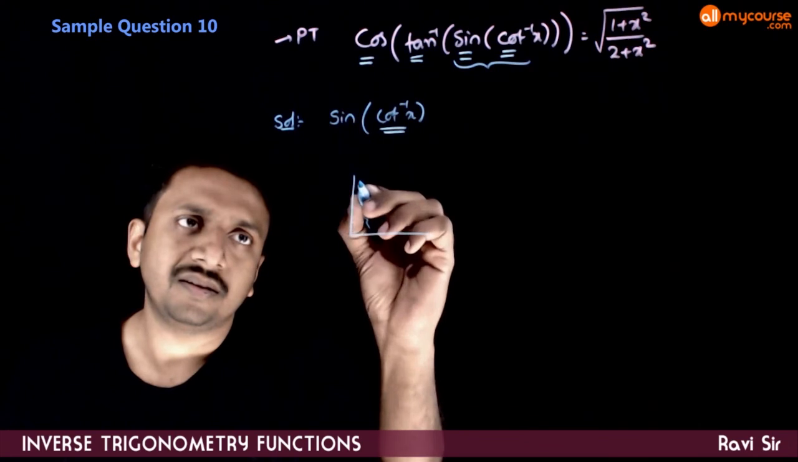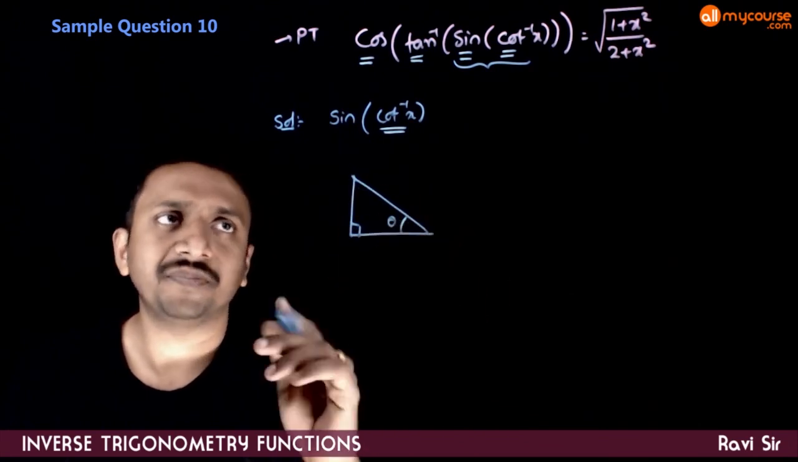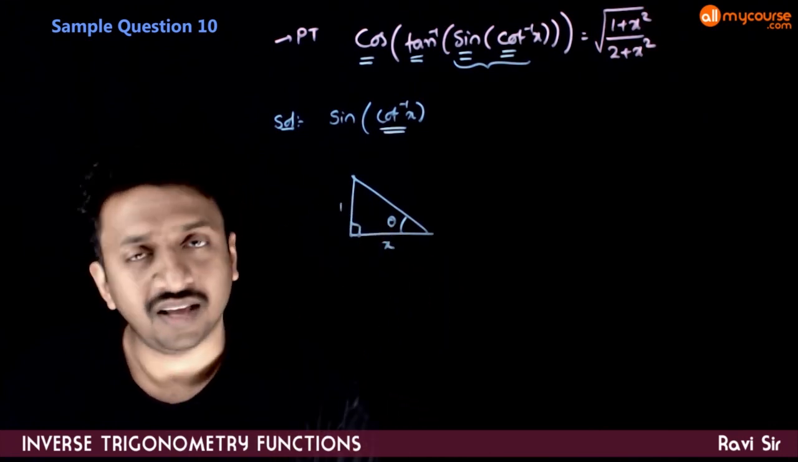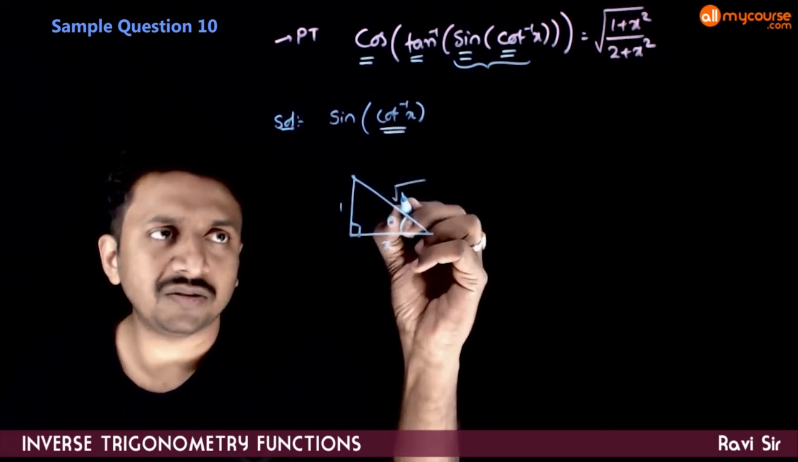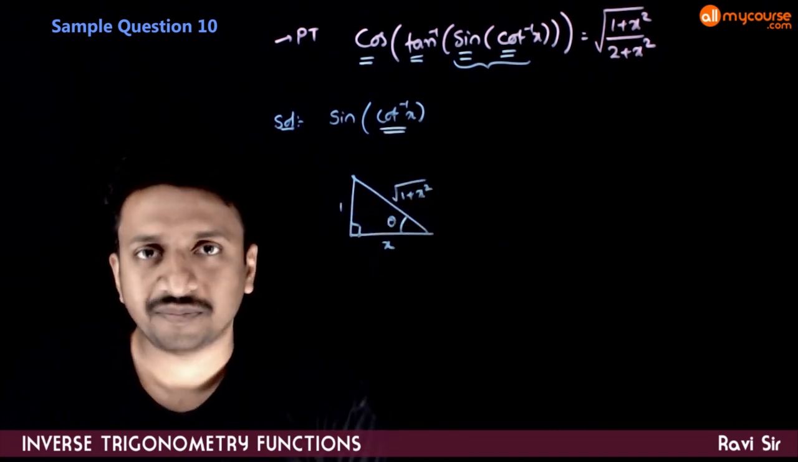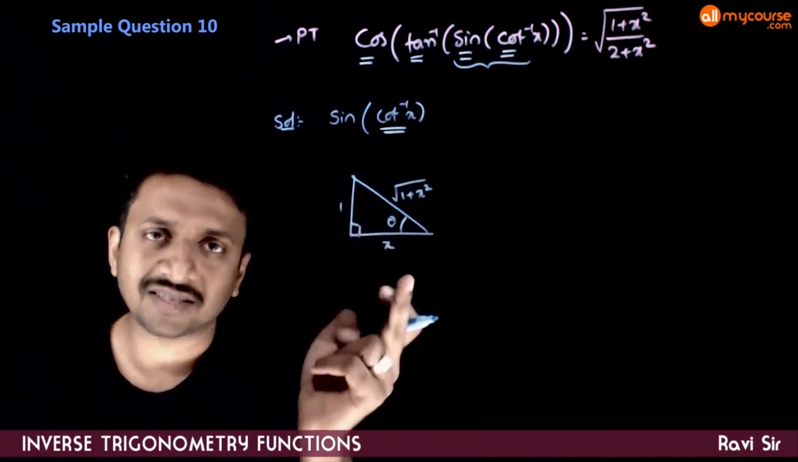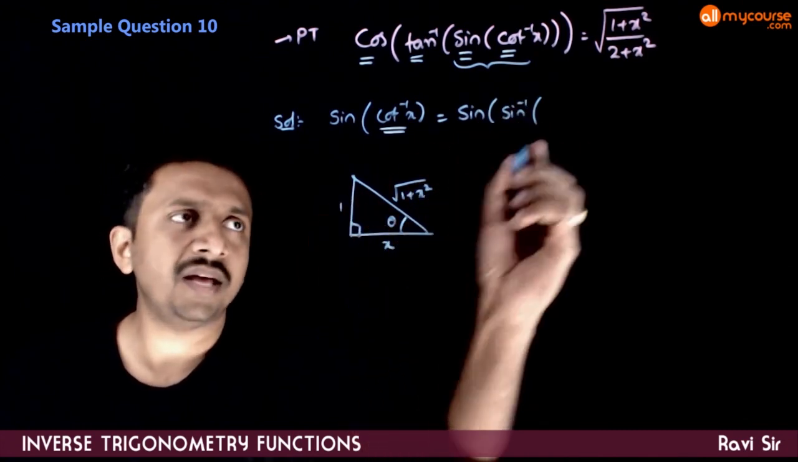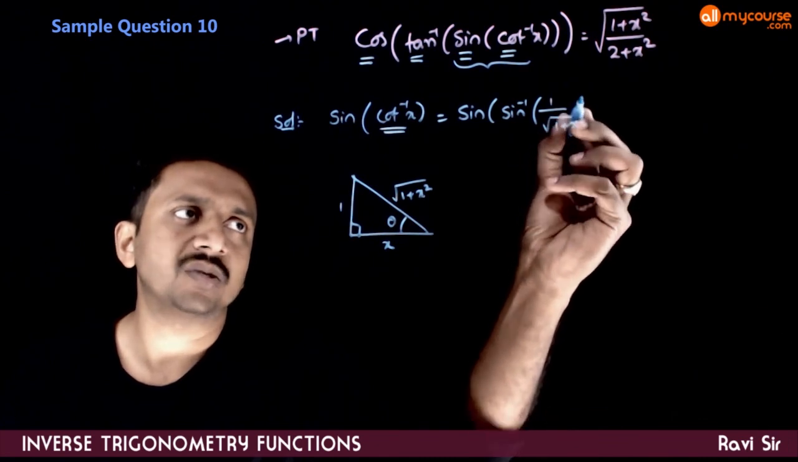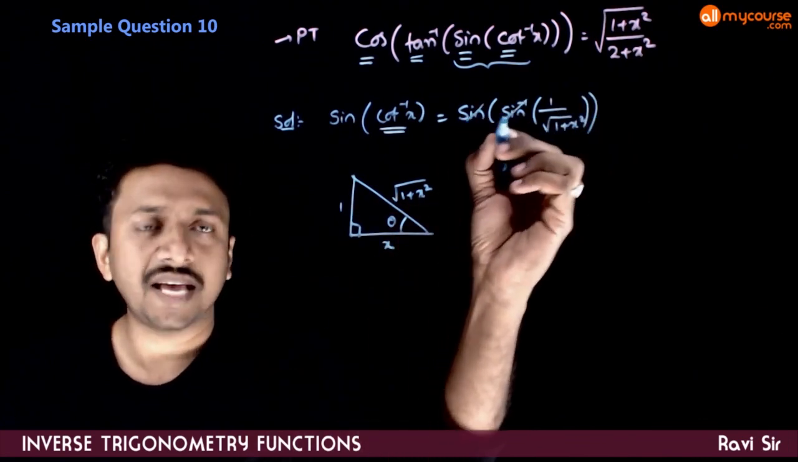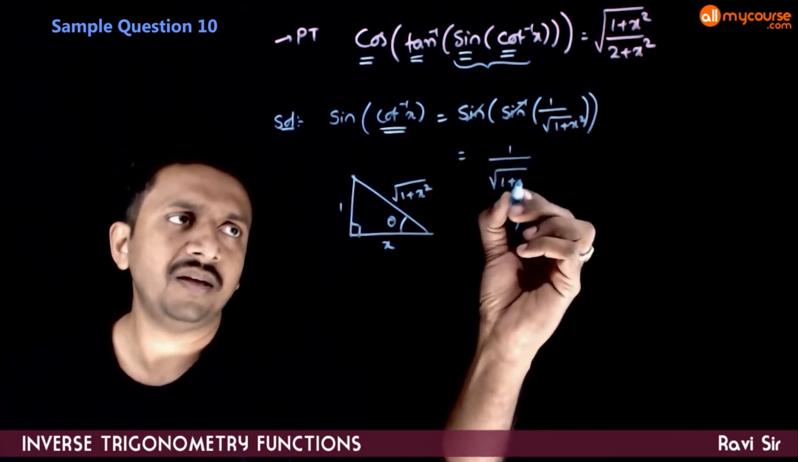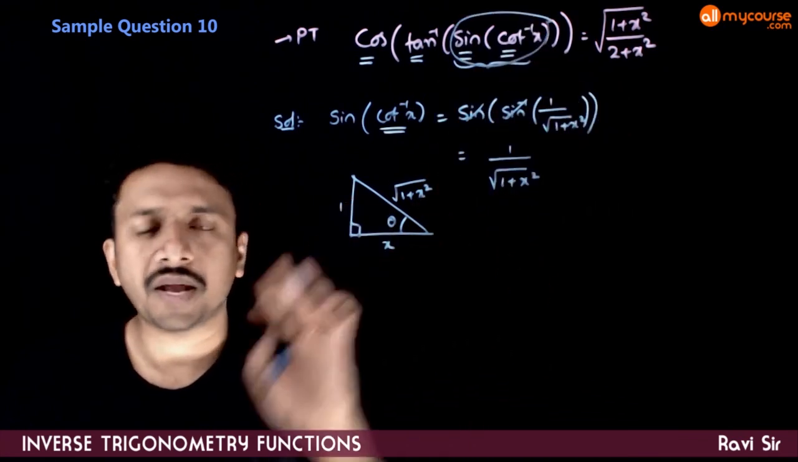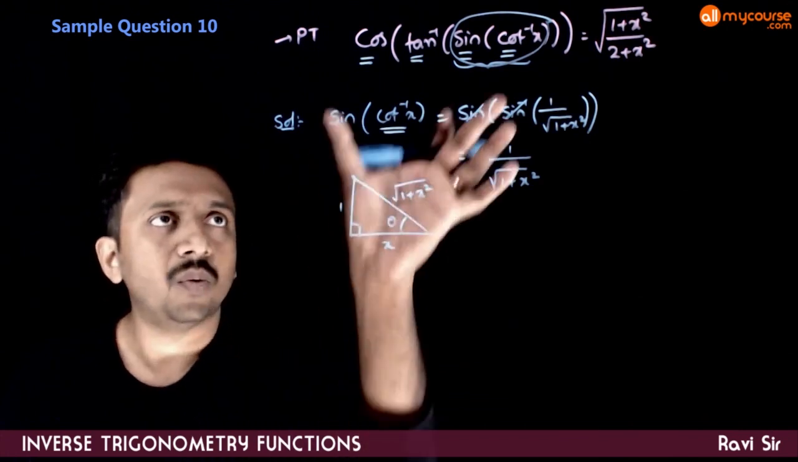If you take the triangle method, if this is theta, cot inverse of x, that is adjacent side by opposite side, is x. From this, the hypotenuse is the root of 1 plus x square. So cot inverse of x can be written as sine inverse of 1 by root of 1 plus x square. So sine of sine inverse gets cancelled, and this whole thing is effectively 1 by root of 1 plus x square. Now what does LHS become?